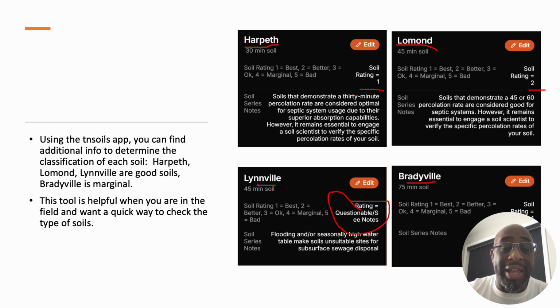And let's just say that area had not been developed yet. I'm telling you, this would be a high area of interest for me because I got a 30-minute soil, 2 45-minute soils, and a 75-minute soil, which tells me that there is potential here.